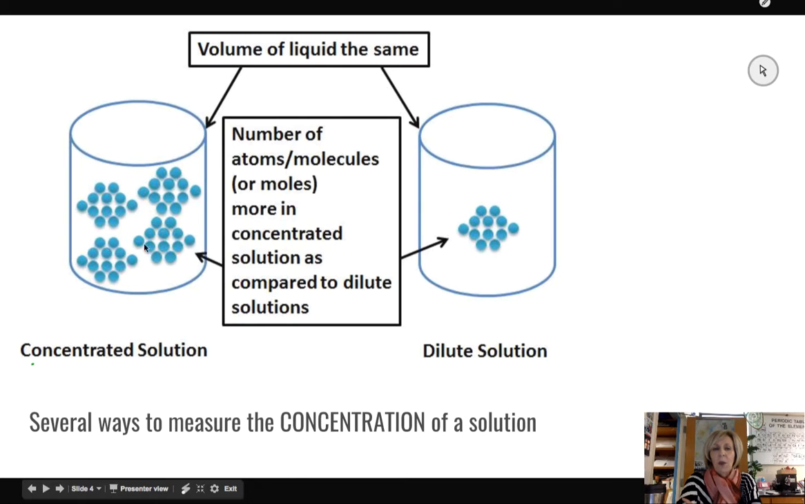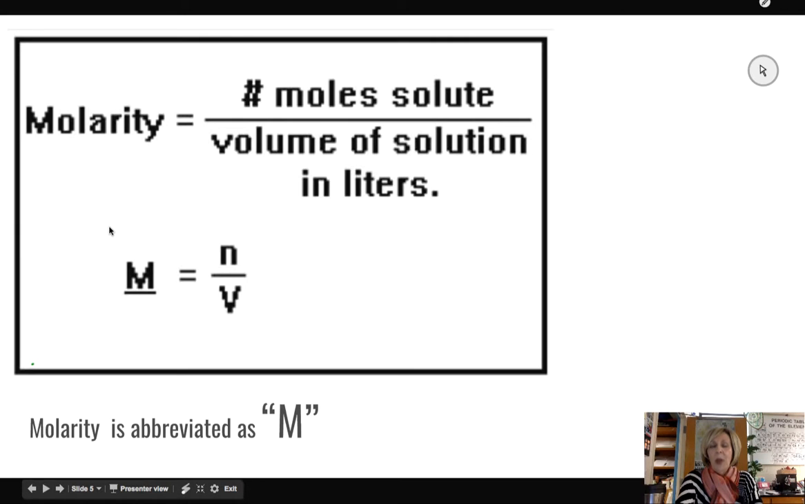There's a bunch of different ways that I could measure how much solute is in there. I wouldn't count them, but I could calculate the number of atoms or molecules. I could count the number of moles, or I could measure the amount of the solute in grams. One of the ways that we measure concentration is by this word molarity. Molarity is the moles of the solute divided by the volume of the solution in liters.